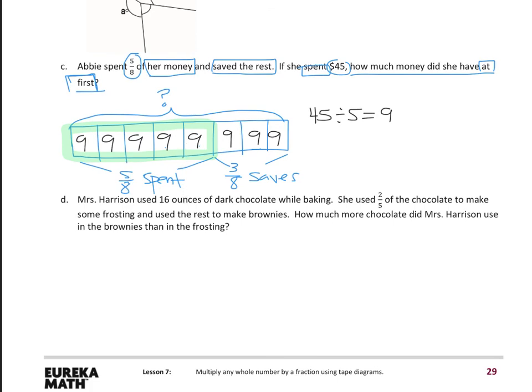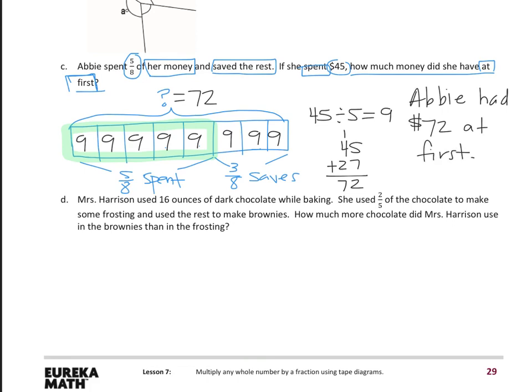She spends $45. So I can go ahead and say 45 plus 27. Can add those up. 5 plus 7 is 12. And then 1 plus 4 is 5, plus 2 more is 7. So she actually had $72 at the beginning. So now we can write Abby had $72, make sure you have a dollar sign or the word dollars afterwards, at first, period.